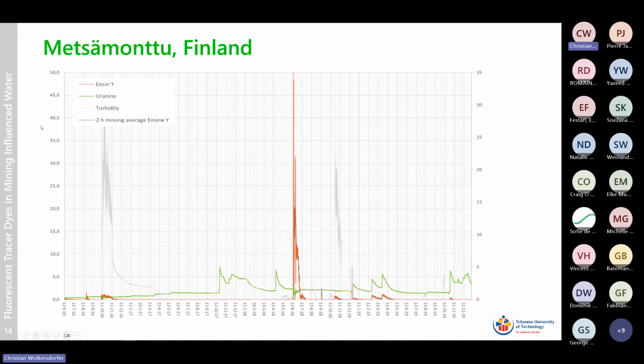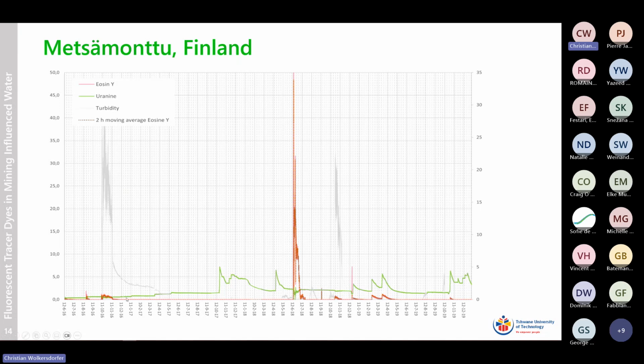Here, that's the concentration on the left side for the eosine Y in micrograms per liter. And on the right side, that's for the sodium fluorescein in micrograms per liter. We always use micrograms. We never use ppb and ppm, because IUPAC and the SI are not allowing these units. So we are strictly following IUPAC and SI rules.